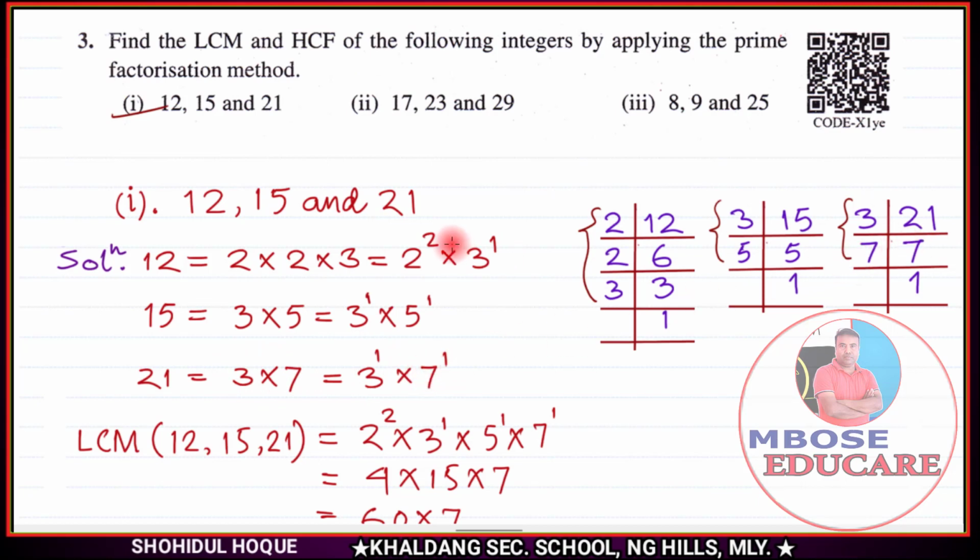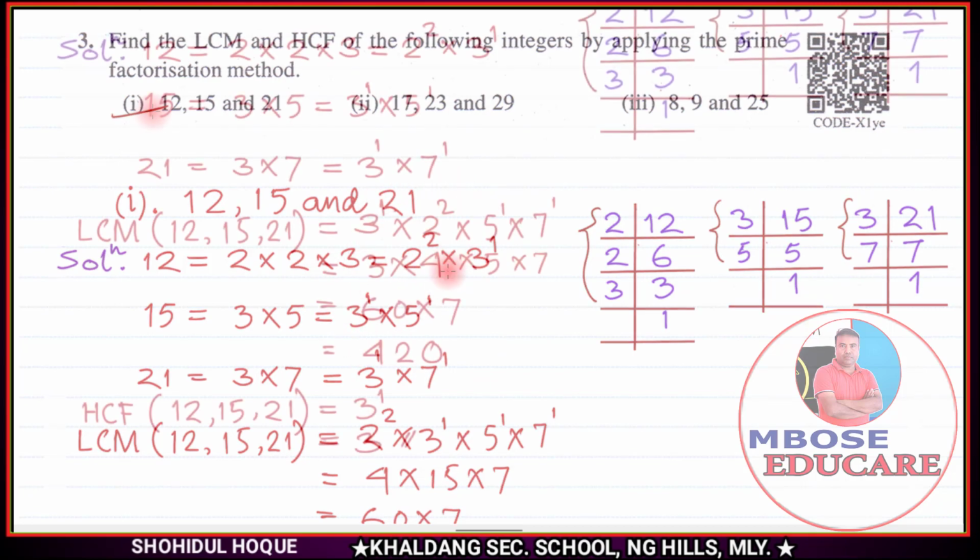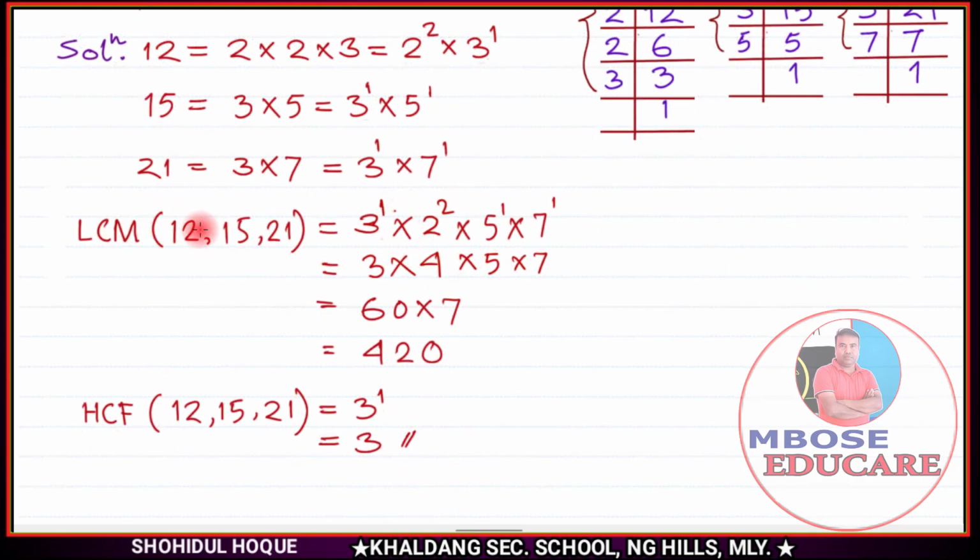Now we have to find the LCM from this prime factorization. So I have written here, the LCM of 12, 15 and 21 is equal to 3 to the power 1 into 2 to the power 2 into 5 to the power 1 into 7 to the power 1. How have we got this?